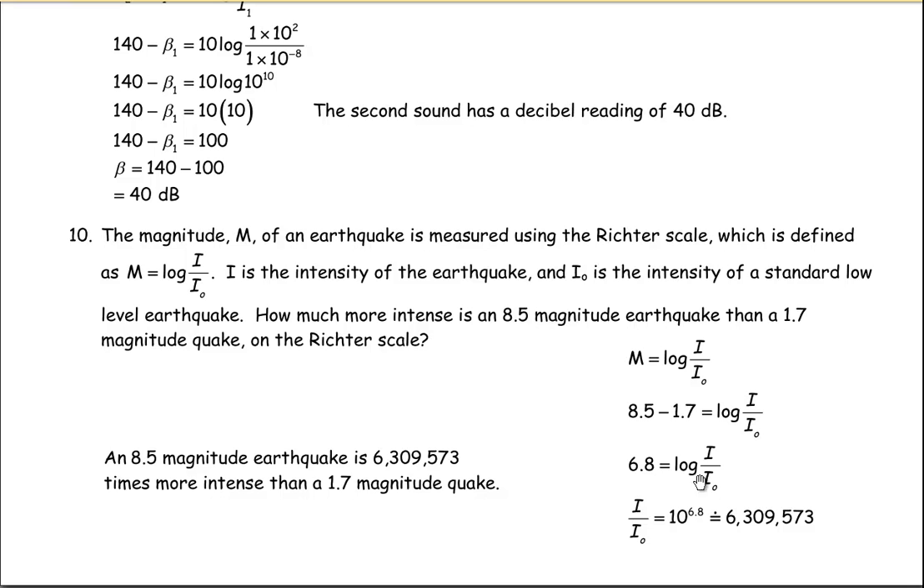In order to solve for I over I naught, the base of the logarithm is 10, so 10 raised to the power 6.8 gives you this number here, a little over 6.3 million. So an 8.5 magnitude earthquake is about 6.3 million times more intense than a 1.7 magnitude quake. So a considerable difference in their intensities. And that's the end of the video.